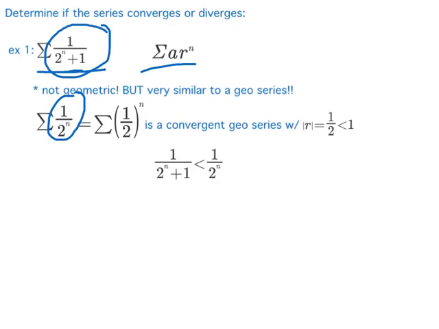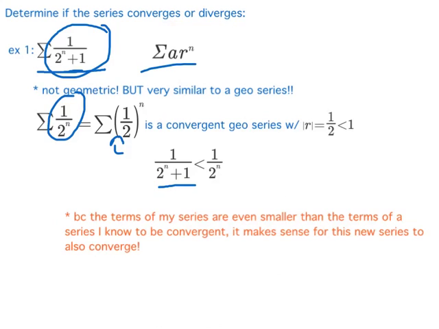So now if I have a series that's convergent, and essentially the whole idea of convergent means that I'm adding on infinitely many terms, but yet I'm getting a finite value. So my terms are small enough that I'm getting a finite number. I have a new series where the terms are even smaller. If the terms of this series are small enough to converge, and the terms of the series that I'm interested in are even smaller, then it would follow that my series is also convergent. So again, because the terms of my series are even smaller than the terms of a series I know to be convergent, it makes sense for this new series to also converge.